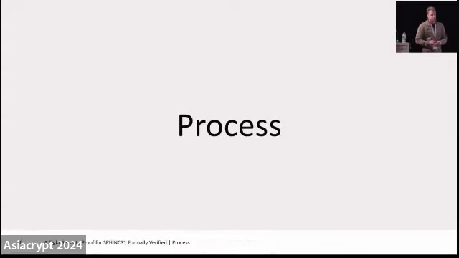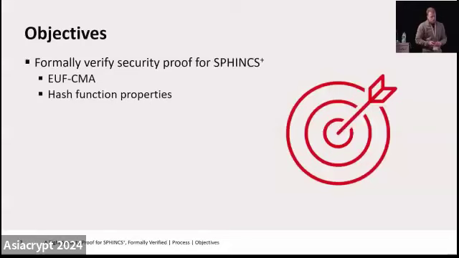Okay, so that's it for the context for this work. So I will now go over a bit of the process for this formal verification. So the objective, as I said, is the formal verification of a tight security proof for Sphinx Plus, but in particular, we aim to prove the standard EU/CMA property for Sphinx Plus, and we base it on the hash function properties, viewing the hash functions as a black box.